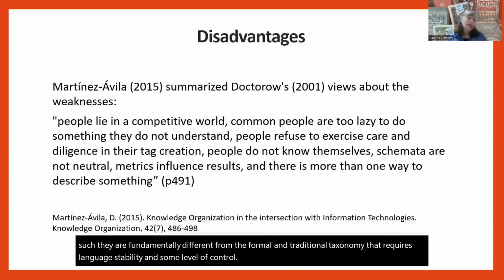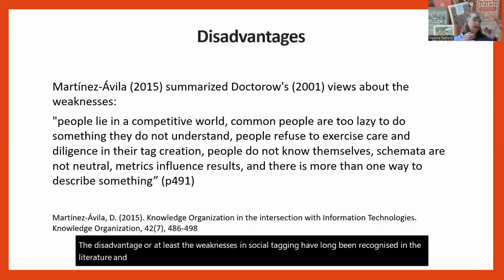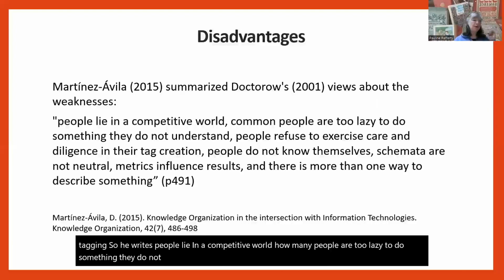The disadvantages, or at least the weaknesses, in social tagging have long been recognized in the literature. Martinez Avila produces a really nice summary of the weaknesses of social tagging. So he writes, people lie in a competitive world. Common people are too lazy to do something they do not understand. People refuse to exercise care and diligence in their tag creation.